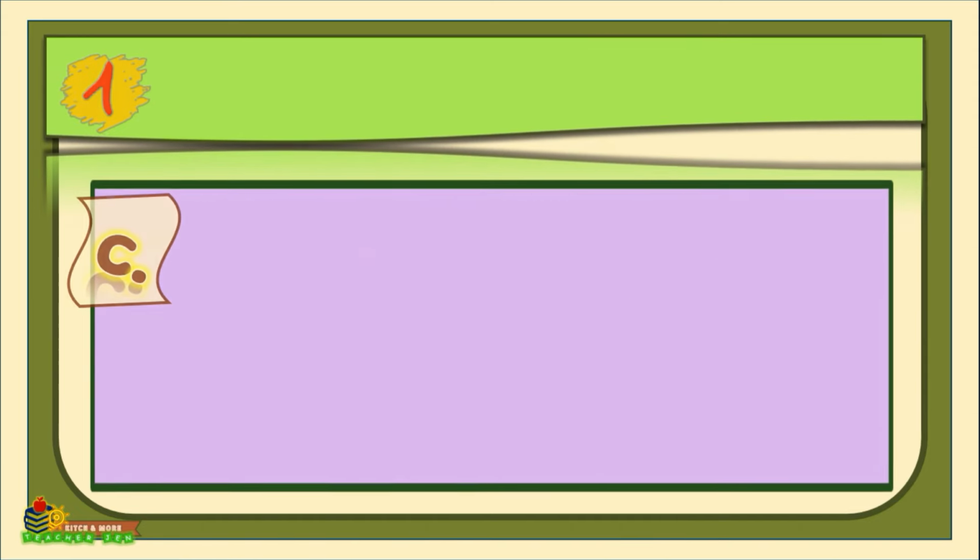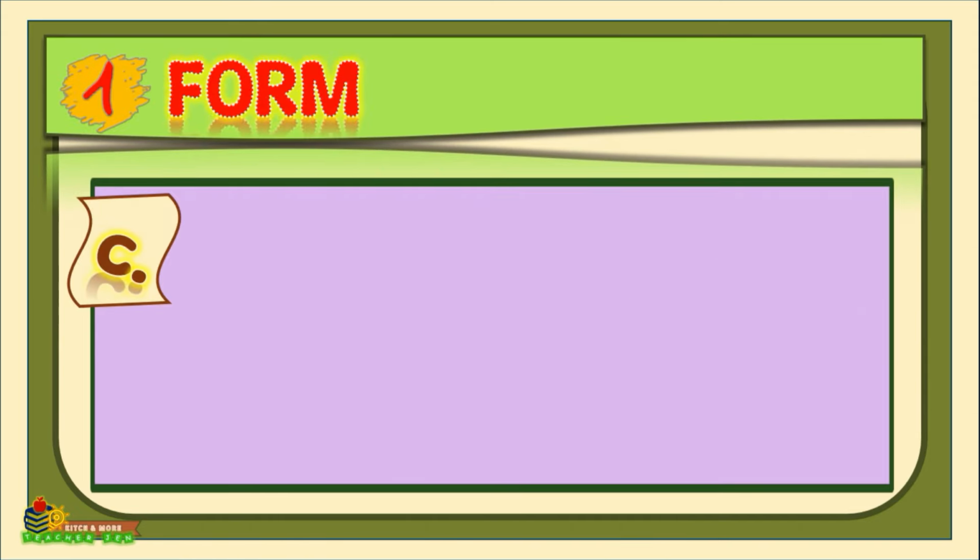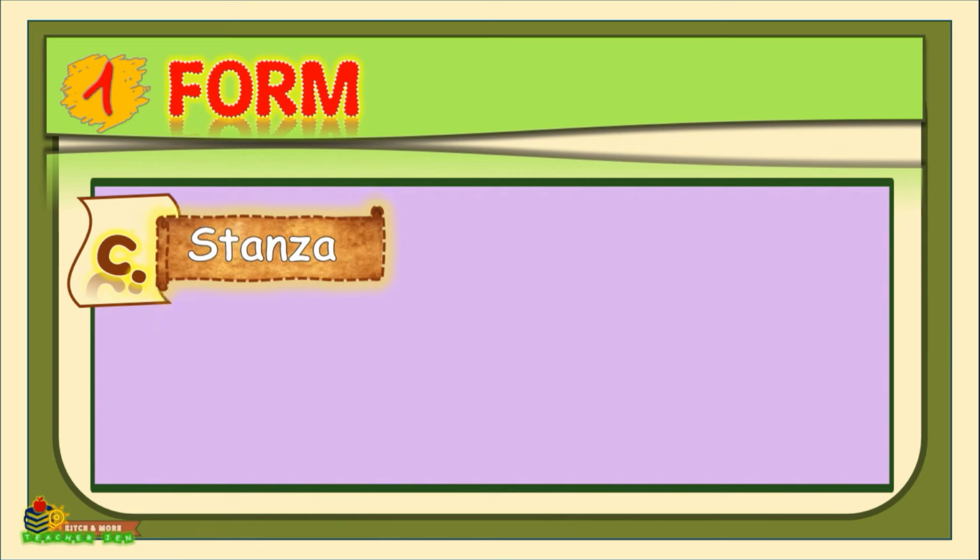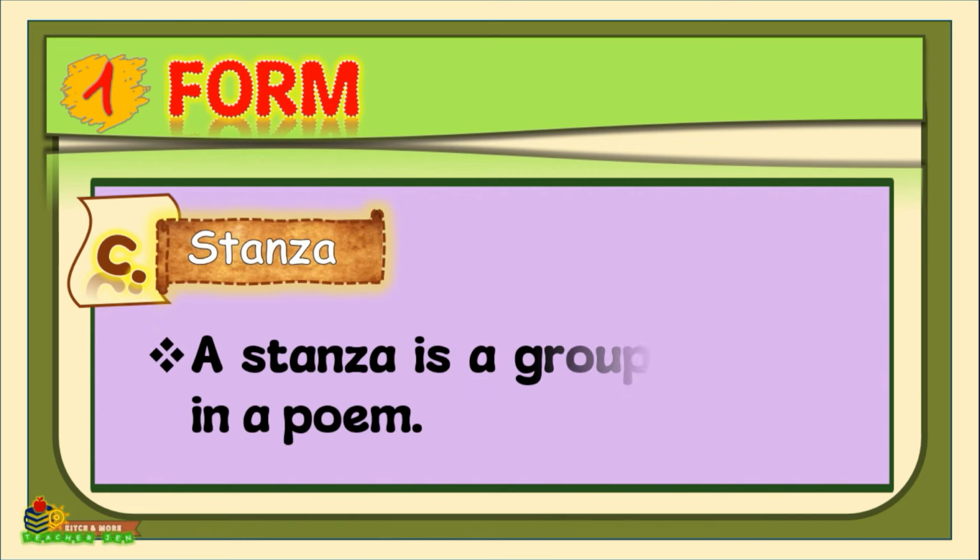Let's now talk about another important part of a poem still under form, and that is the stanza. A stanza is a group of lines in a poem. You can think of it like a paragraph in a story or essay. Just like paragraphs organize ideas in prose, stanzas organize ideas or images in poetry.